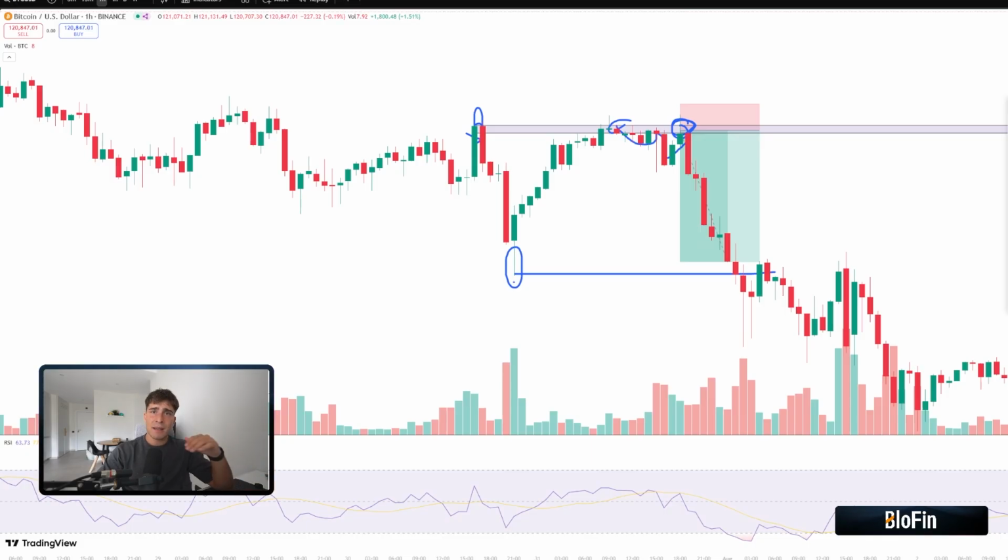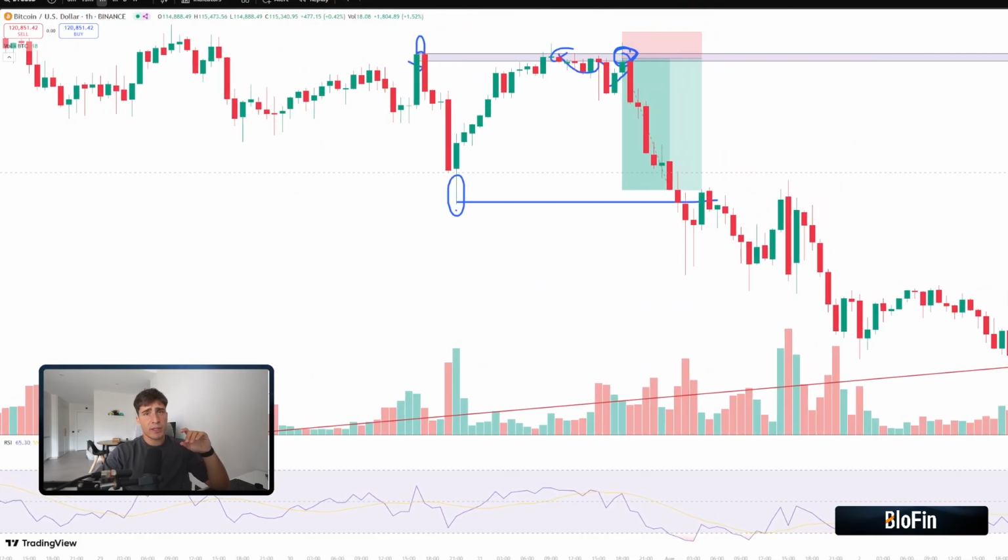Think Bitcoin in a bull run, breaking PDH and running to all-time highs. Watch for the retest, not too deep. A shallow pullback shows strength. We can see this scenario in a bearish situation just right here.